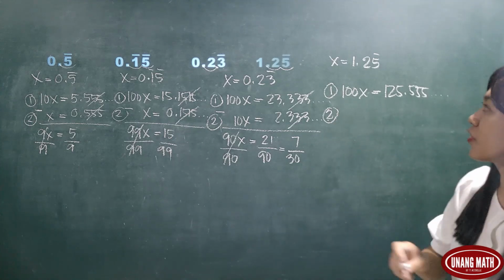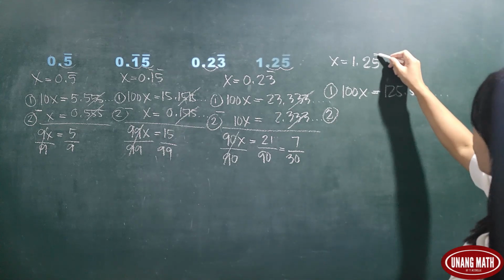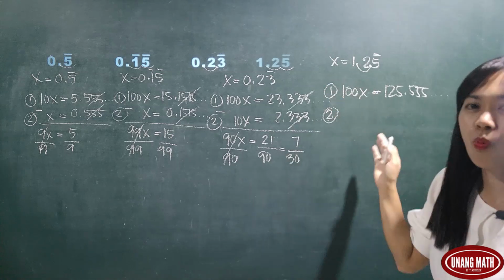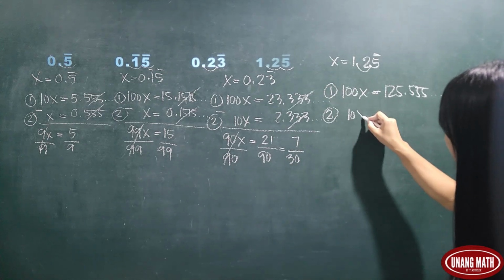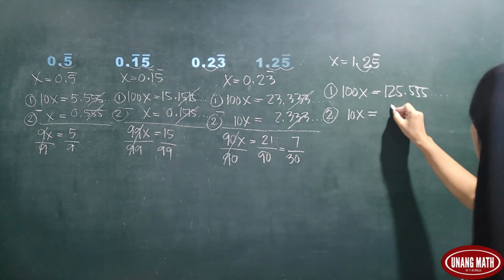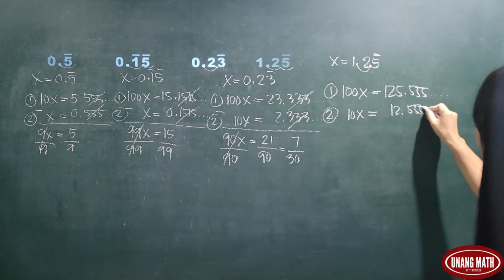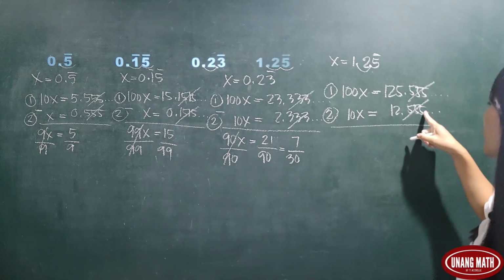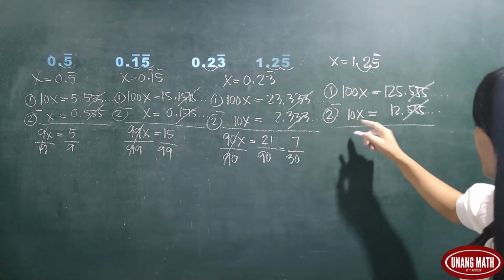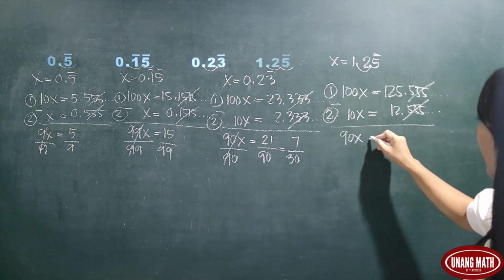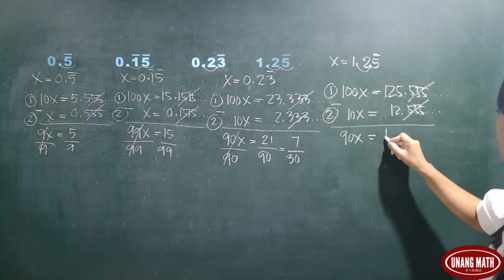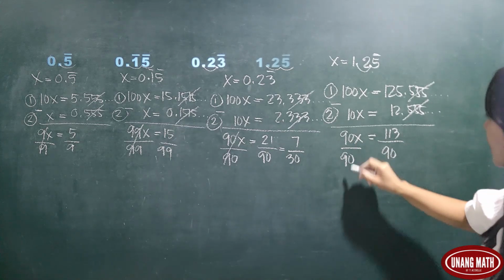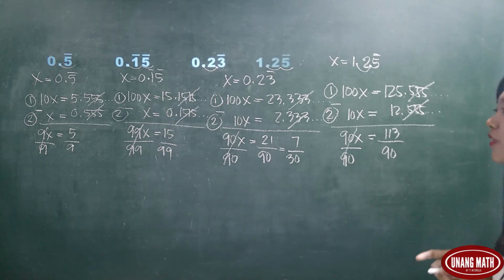For our second equation, okay, aim to put this repeating digit on the right side of this decimal point. So we have to move 1 time to the right. So it's multiplying by 10. So 10x is equal to 12.555 repeating. Okay, let's subtract. We can now cancel these repeating digits. So 100x minus 10x, this is 90x. And 125 minus 12, this is 113. So divide both sides by 90. So x is equal to 113 over 90.